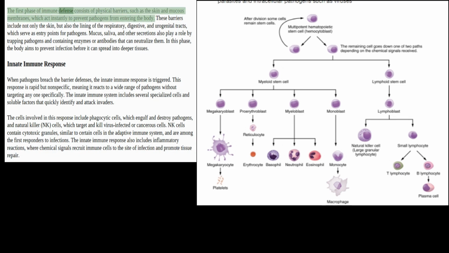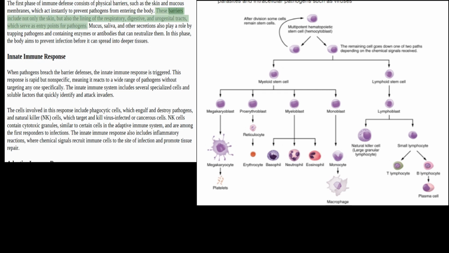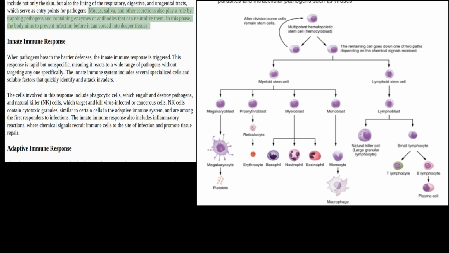Barrier defenses. The first phase of immune defense consists of physical barriers, such as the skin and mucous membranes, which act instantly to prevent pathogens from entering the body. These barriers include not only the skin, but also the lining of the respiratory, digestive, and urogenital tracts, which serve as entry points for pathogens. Mucus, saliva, and other secretions also play a role by trapping pathogens and containing enzymes or antibodies that can neutralize them. In this phase, the body aims to prevent infection before it can spread into deeper tissues.